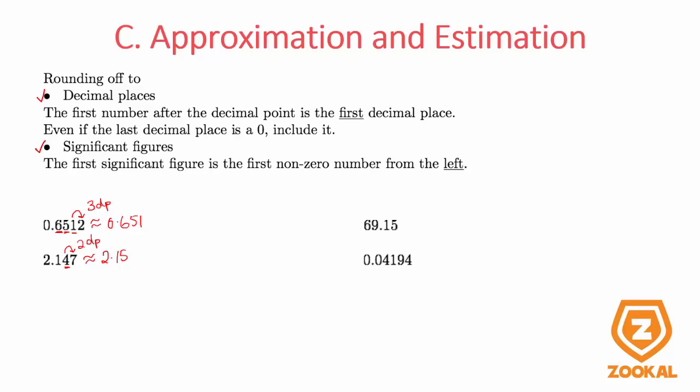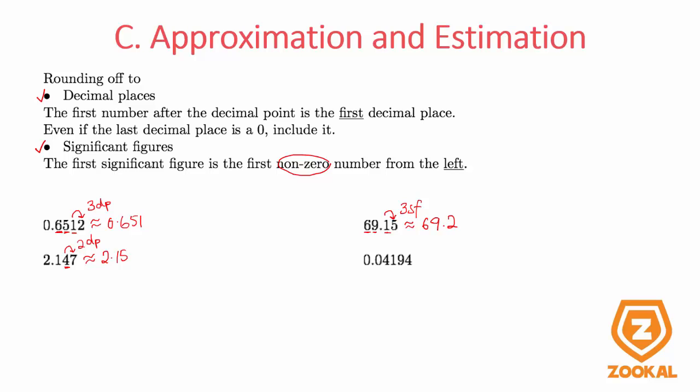So we look at significant figures instead. Significant figure is different from decimal place because it is the first non-zero number from the left. It does not take into account your decimal place at all. So first non-zero number from the left is my 6. If I wanted to estimate this to 3 significant figures, first, second, third, I will look at my 4th. It is a 5, which means that my number needs to increase.